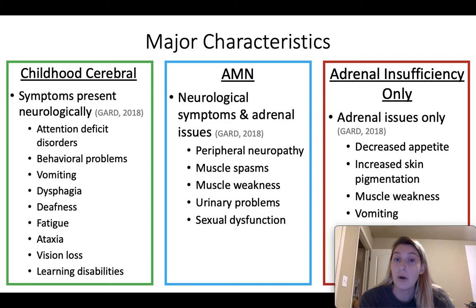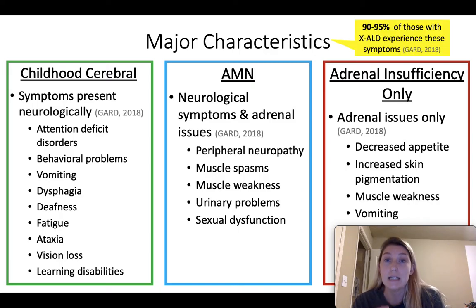AMN has both neurological and adrenal issues, so peripheral neuropathy, muscle spasms, muscle weakness, urinary problems, and sexual dysfunction. The adrenal insufficiency only type has only adrenal issues, so decreased appetite, increased skin pigmentation, or dark patches, muscle weakness, and vomiting.